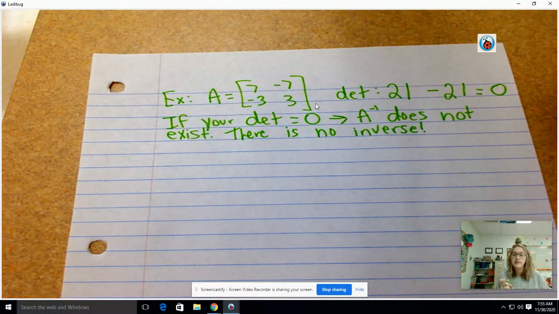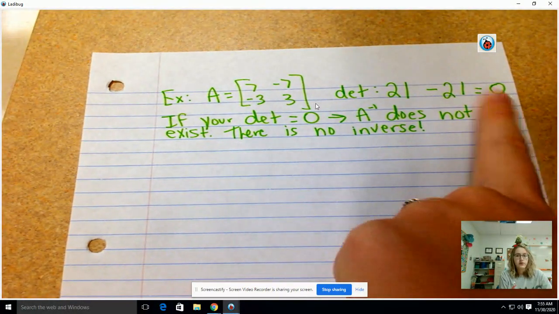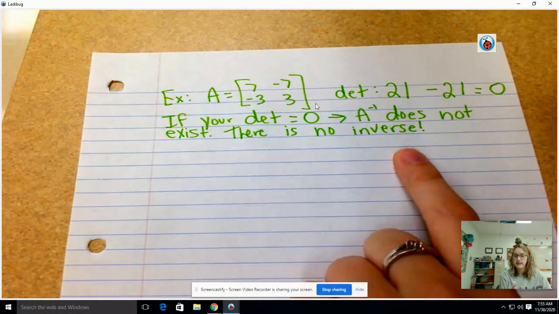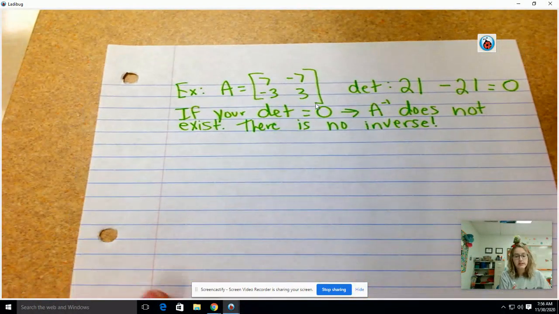So when you're doing a Delta Math assignment, there's a little drop-down menu, and it says there is an inverse or there's not an inverse. So you'll just click there's not an inverse, and that'll be your answer for that one. So when you get a determinant of 0, there is no inverse. So that one's pretty easy.